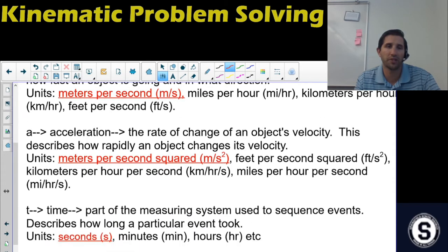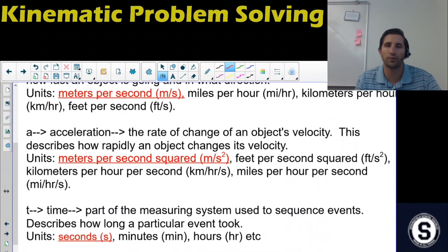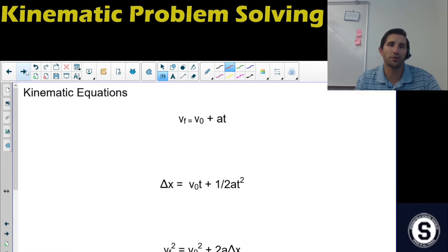And then the last symbol is t. t stands for time. We all know what time is. It's how we sequence events, and it describes to us how long a particular event takes. All right, the standard unit that we're going to use in physics is seconds, but you could use minutes or hours or days, things like that. So the symbols delta x, v, a, and t are the things we're going to be using in the equations. Now the next slide shows the actual equations.